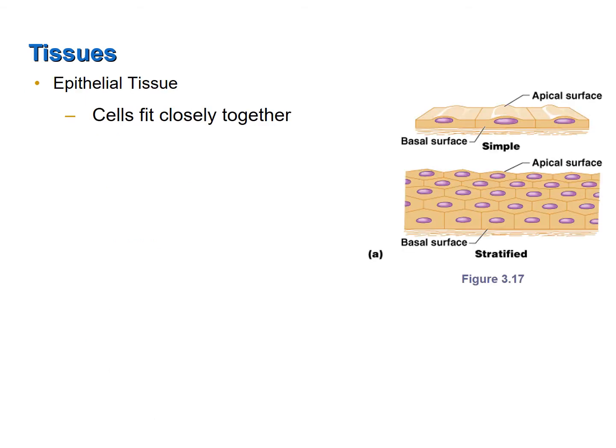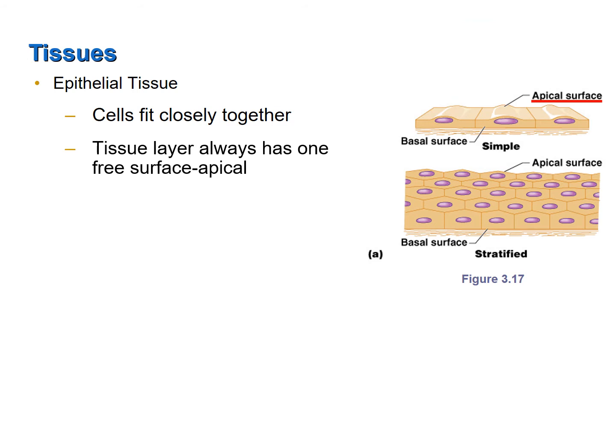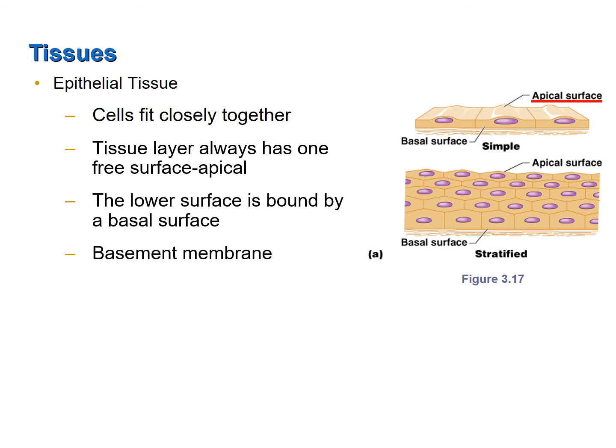Let's look at the structure of epithelial tissue. In epithelial tissue, the cells fit very closely together. There's not a lot of room for extracellular material. Epithelial tissue always has a free surface, and we call that surface an apical surface. Anything that lines or covers, by definition, has to have a free surface. The basal surface is the portion of the tissue that's attached to deeper tissues.